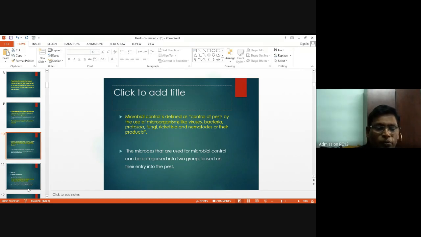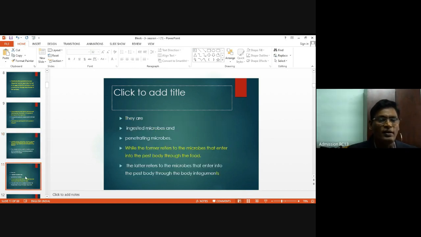The microbes that are used for microbial control can be categorized into two groups based on their entry into the pest. How these microbes enter the host and how the action takes place, how it kills the pest, is broadly based on the entry into the pest. They are ingested microbes and penetrating microbes. Whether we are applying a fungus, a bacterium or a virus in the crop field to control the pest, it can enter the host pest organism either through ingestion or by penetrating. Penetrating means it enters the pest over the body, while ingested microbes refers to microbes that enter the pest body through the feed.